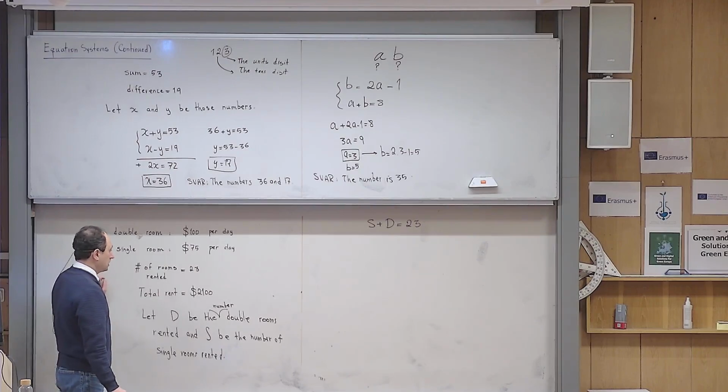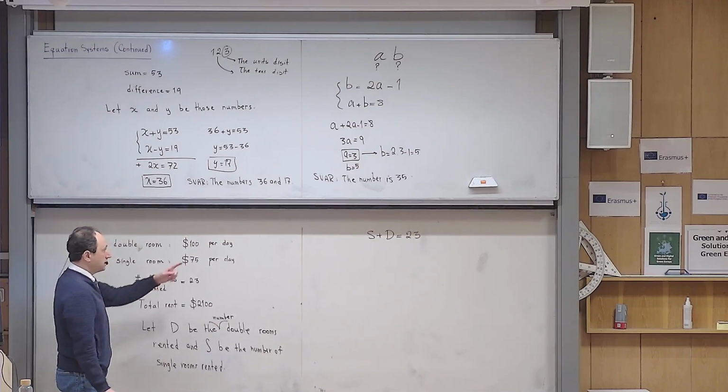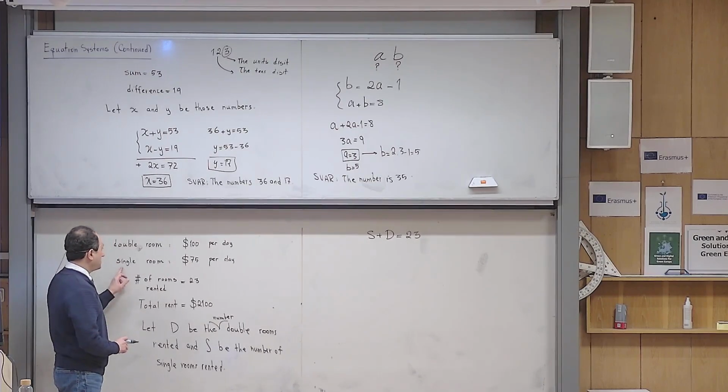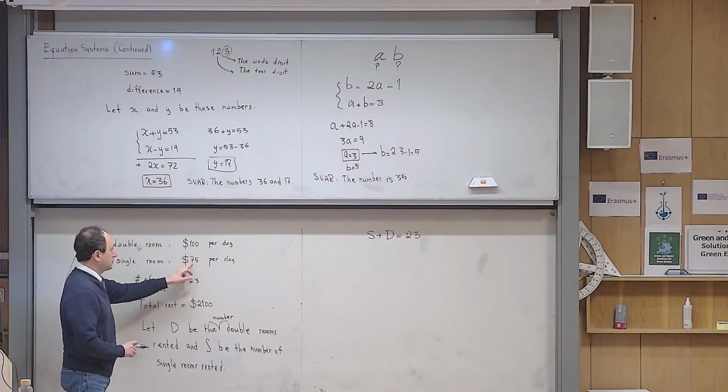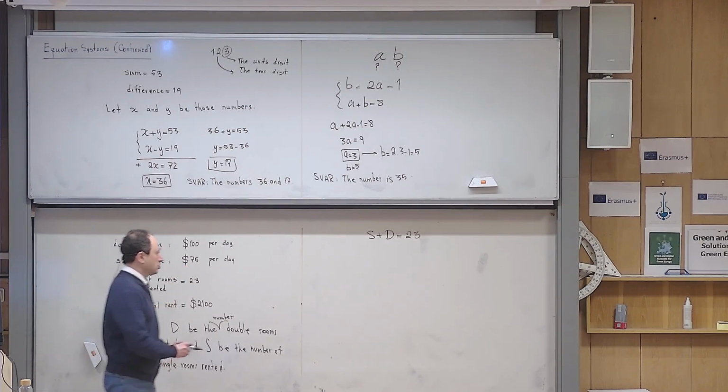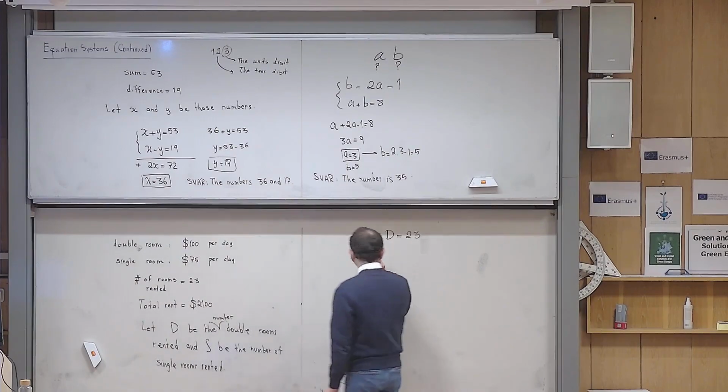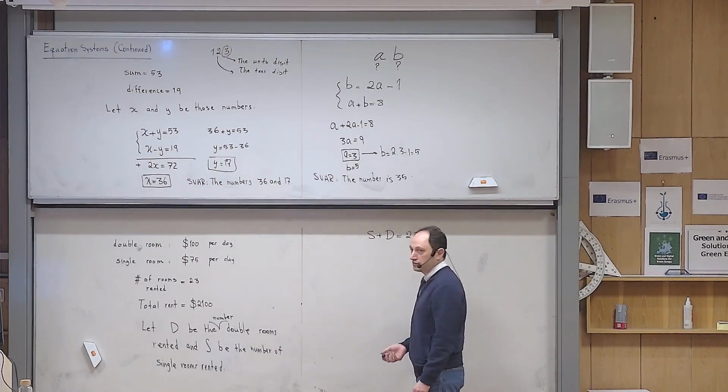On the other hand, I know how much money has been paid, $2,100 in total. So how do you do that? I would say that I have S number of single rooms, and the price of the single room is $75. So how much money have people paid for single rooms in total?